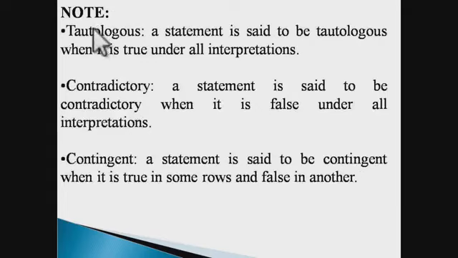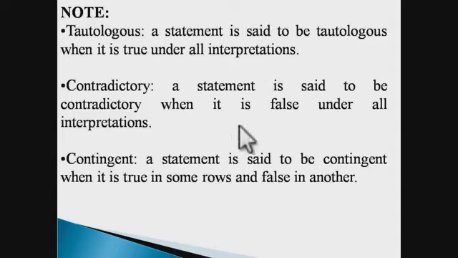But let us take note of this before we begin. When you use a truth table to characterize statement forms as either tautologous, contradictory, or contingent, you must know this. A statement is said to be tautologous when it is true under all interpretations. In all possible worlds, when it is true, then we say it is tautologous, which means under the major connective of your truth table, when they are all true, you say tautologous.